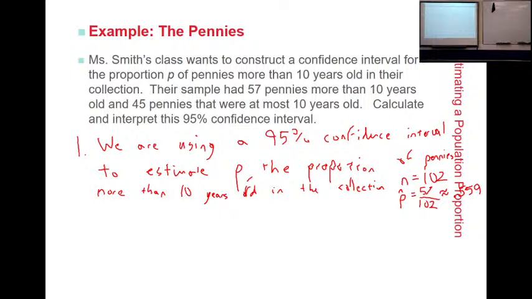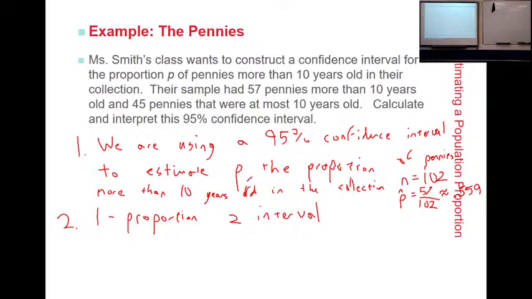Step two. I'm going to say that we are going to use a 1 proportion Z interval. This is the name of the confidence interval that we're doing, and that's associated with the formulas that we're about to use. This is called a 1 proportion Z interval.